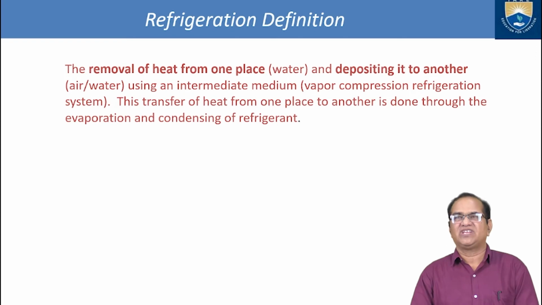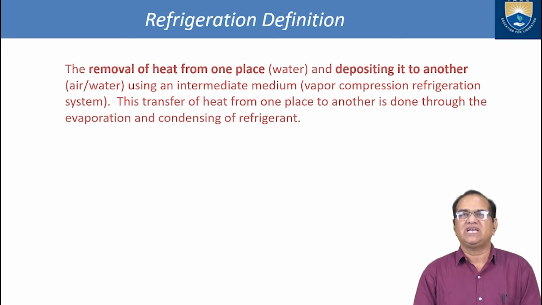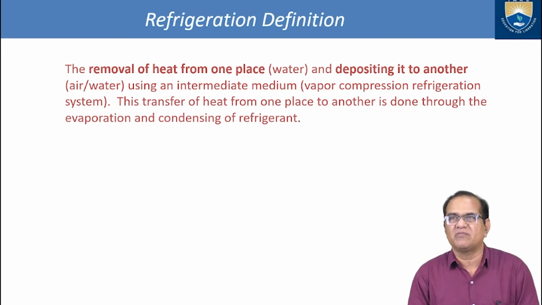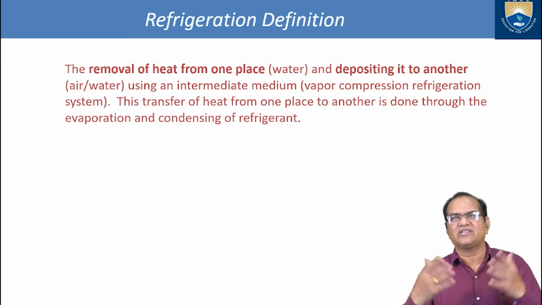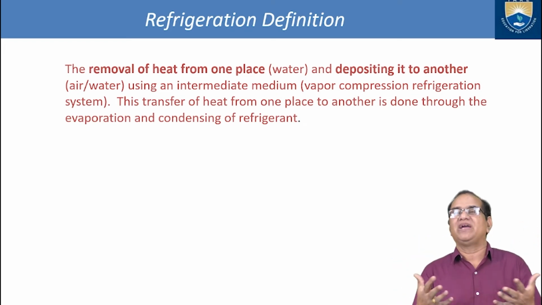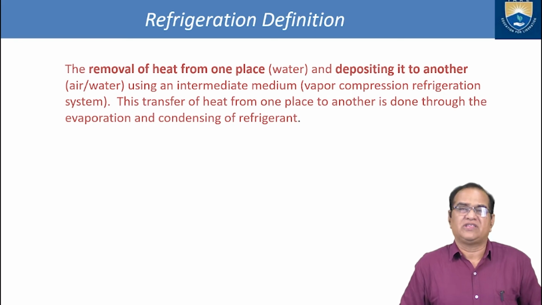So what is refrigeration? I want to give a definition of this. It is the removal of heat from one place, that is water, and depositing it to another, that is air, using an intermediate medium, that is the vapor compression refrigeration system. This transfer of heat from one place to another is done through the evaporation and condensing of the refrigerant. So this is the definition of refrigeration. So in this we have to remove the heat and transfer it to a higher source, so we need some power, by the second law of thermodynamics.